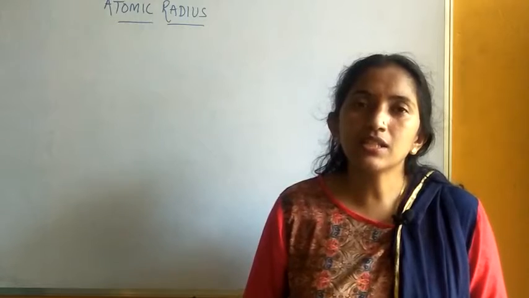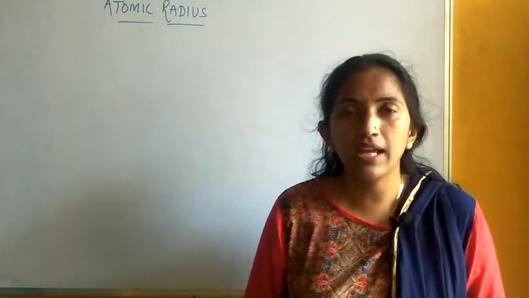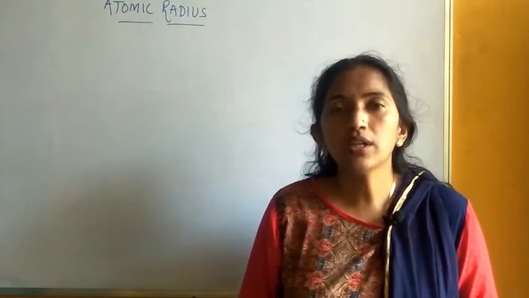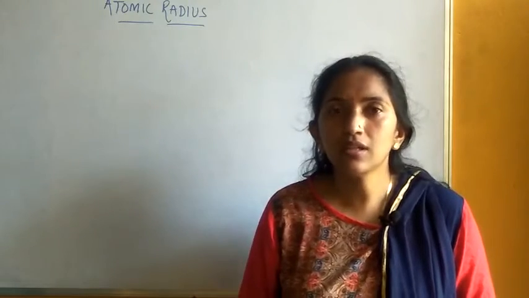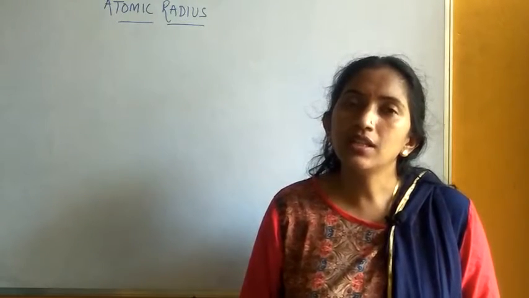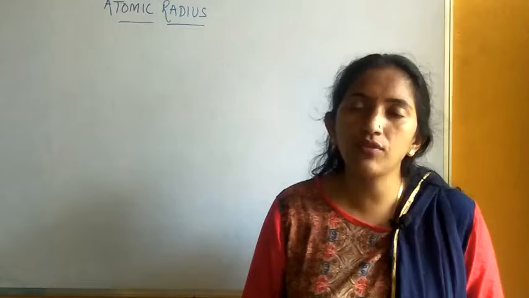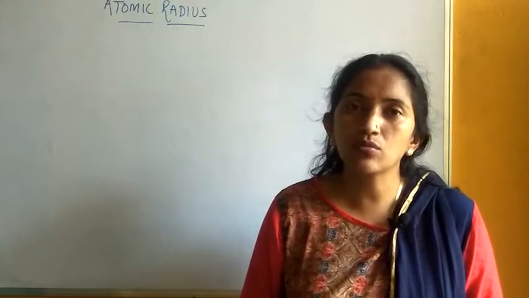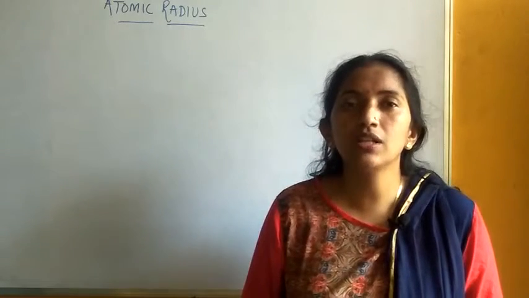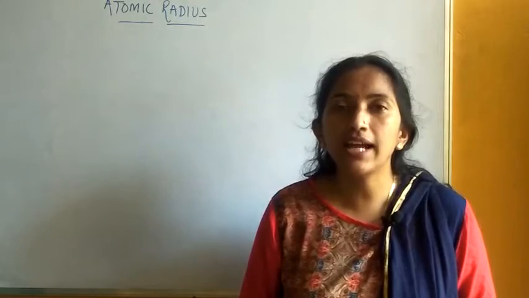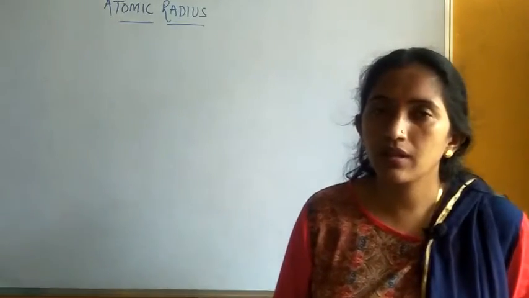The atom is considered to be a sphere, and if it is so, then what is going to be the atomic radius? It is going to be the distance from the center of the atom to its outermost shell. It is just similar to how we measure the size of a ball, right?